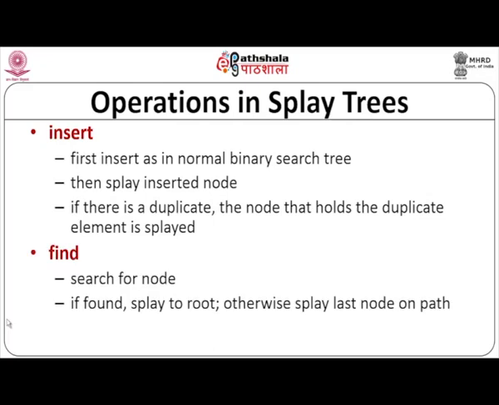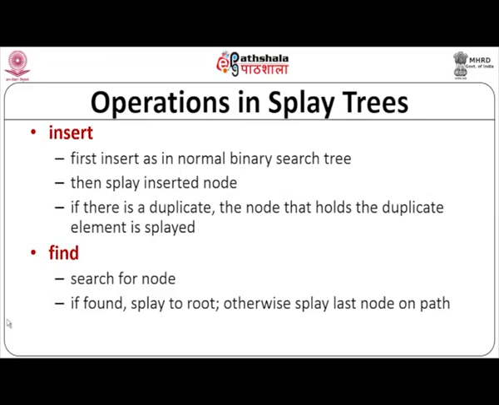Next one, find. So, search for the node. If it is found, then you splay the node, that is, you splay till you reach the root. Now, it is very interesting here. When you are doing a find operation you may end up not finding the node. Then on the way you would have reached a node on the path in the binary search tree search, and that last node you splay. So, here we have 4 types of splay.